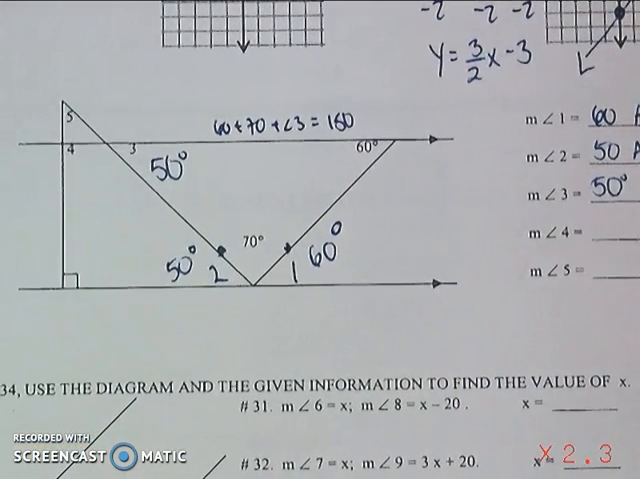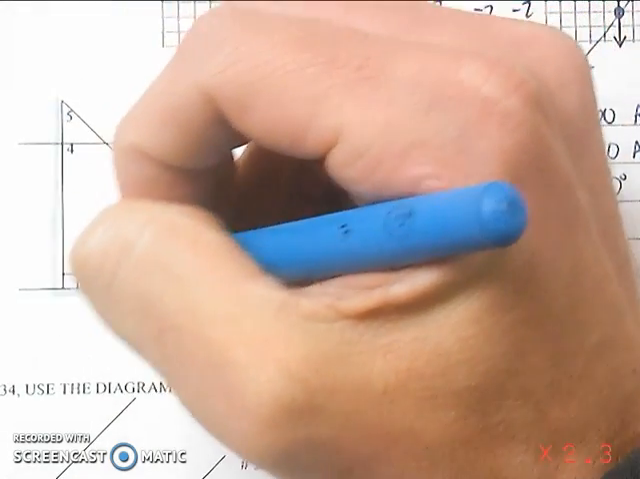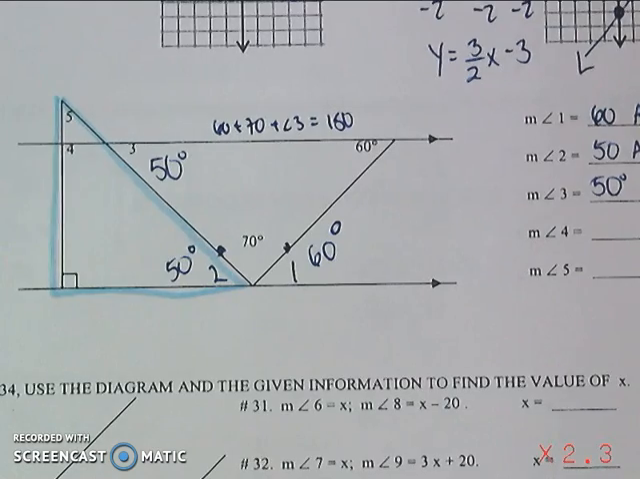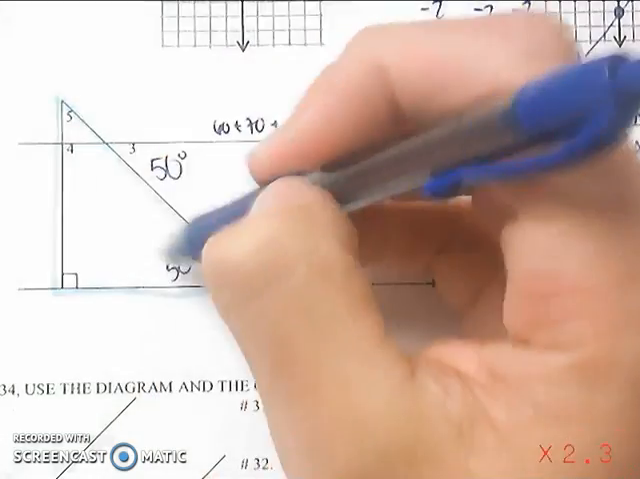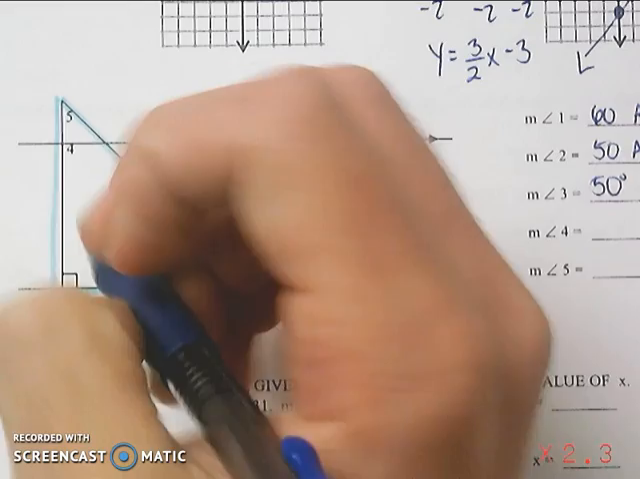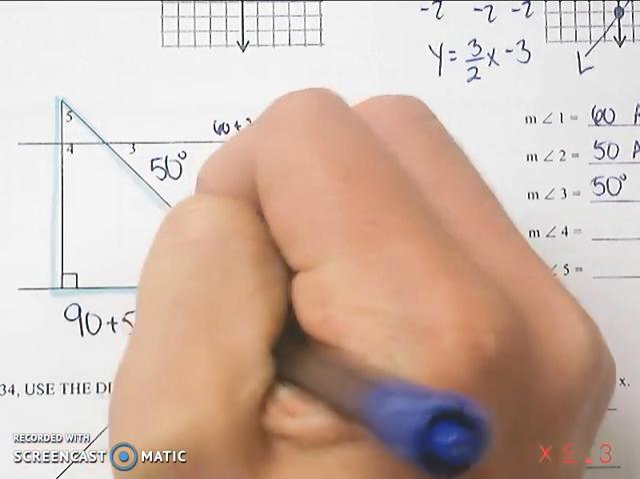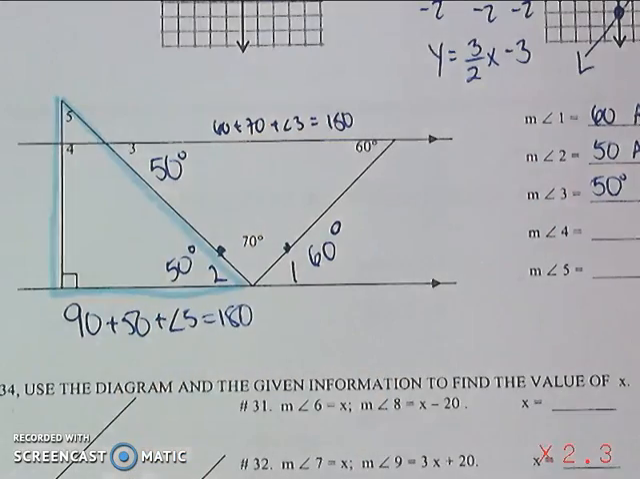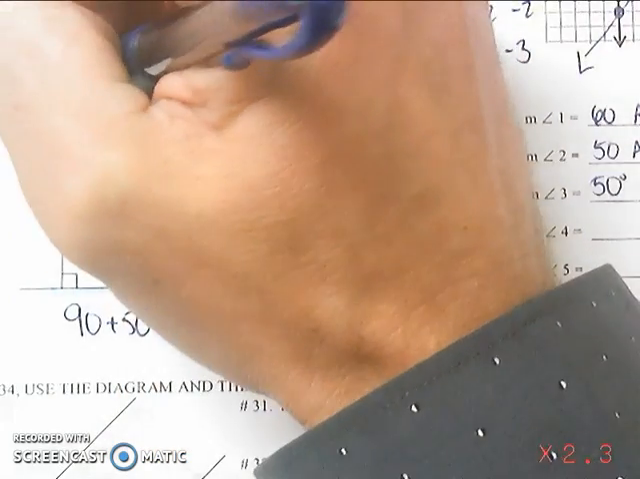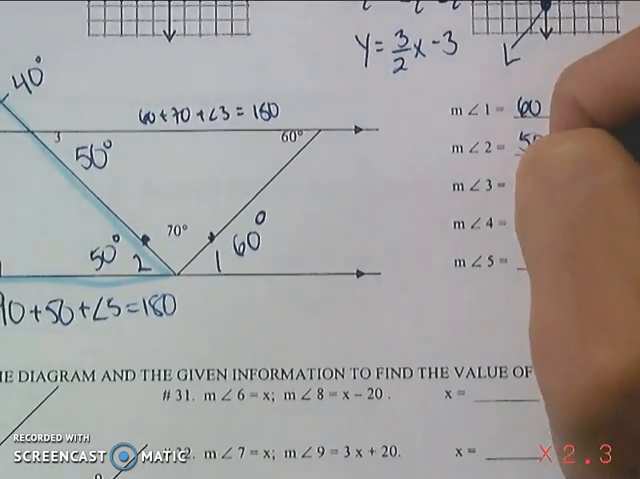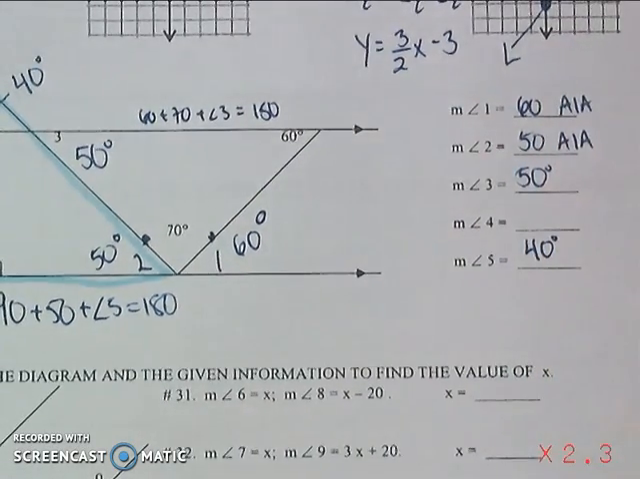Now we see a larger triangle right here. Okay? In this triangle, I have angle 90, 50, and angle 5. So if I do 90 plus 50 plus angle 5, that should equal 180, which means angle 5 is going to be 40 degrees. And that's again using the triangle angle sum theorem.